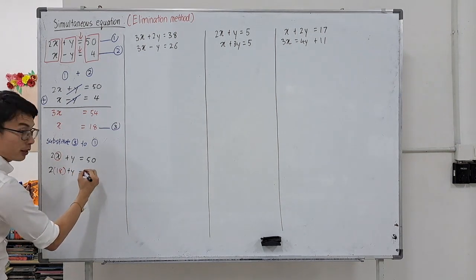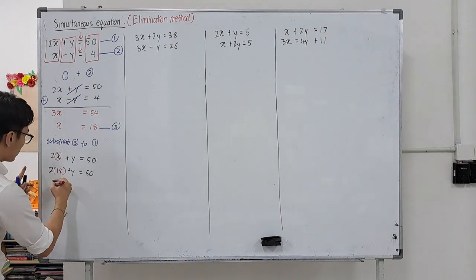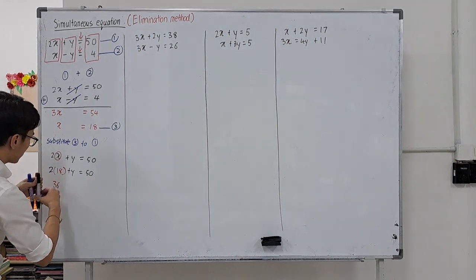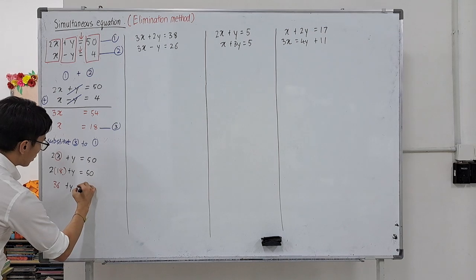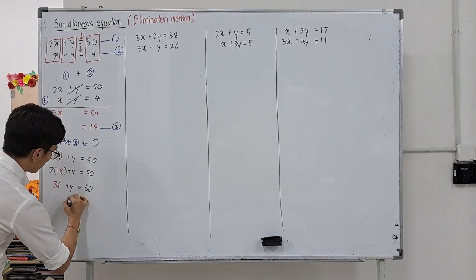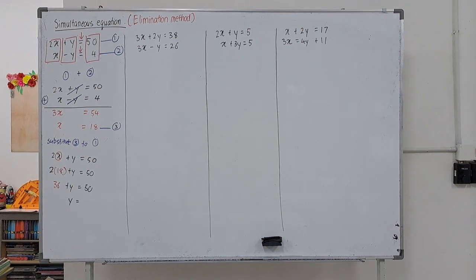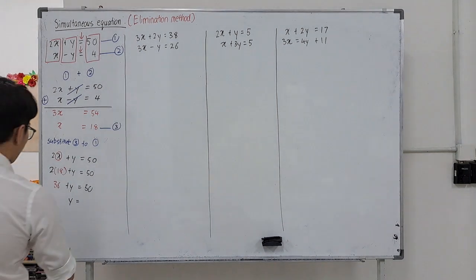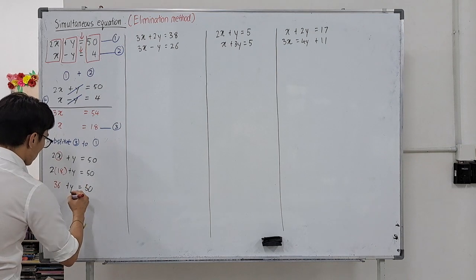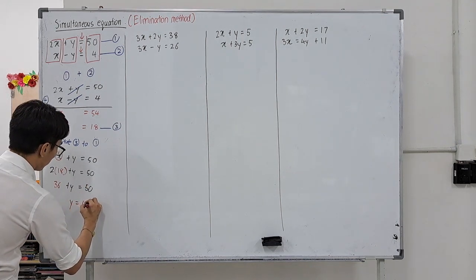That is basically what it means. So we can quickly solve this. This will give me 36 plus y equals to 50. We can solve this directly. 50 minus 36. So quickly I will check. I should get y equals to 14.